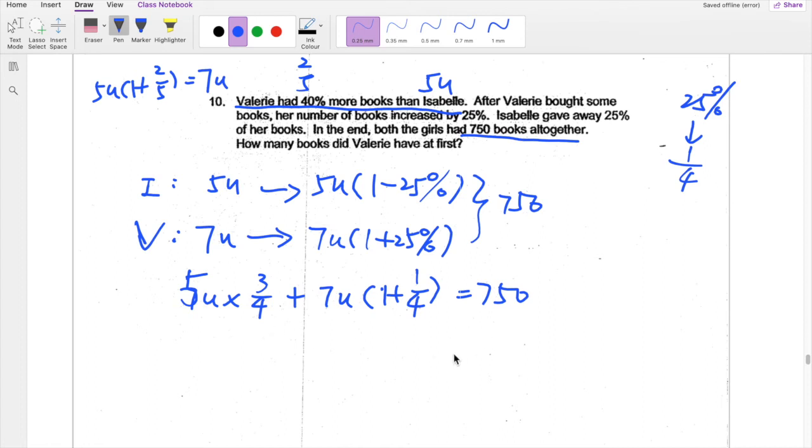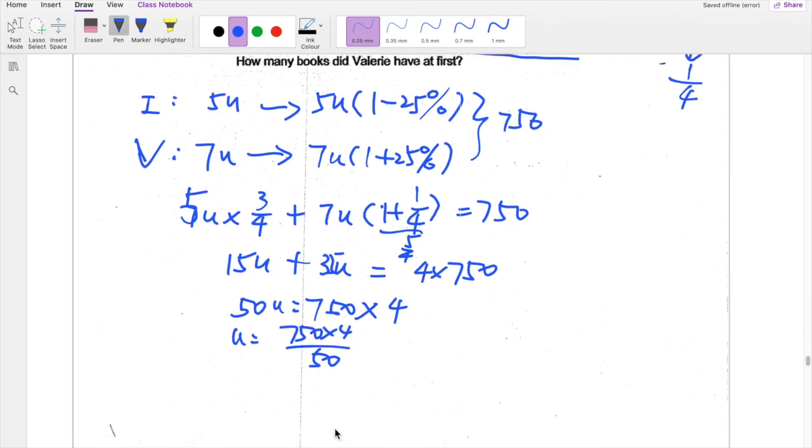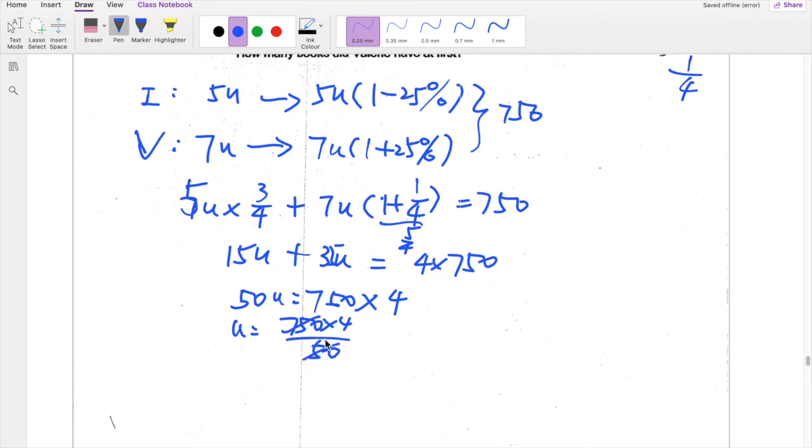So if we times 4, we get 15u plus, this one is over 5, 5 times 7 is 35u, equal to 750 times 4, right? So 50u equals 750 times 4. U equals that divided by 50, right? So here we can divide this one by this one. This one is 1/5. So the answer is 60.